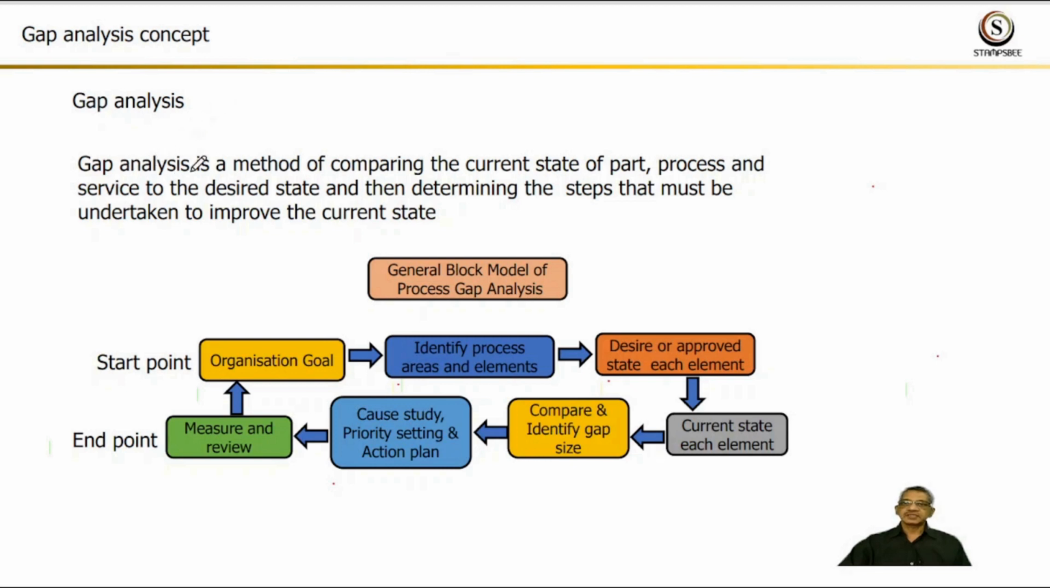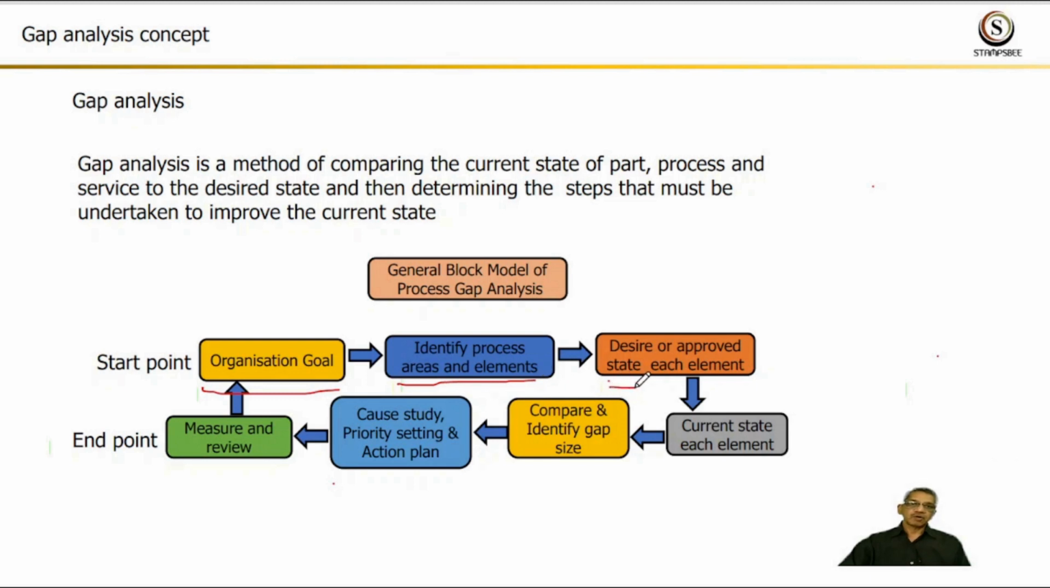Gap analysis is a method of comparing current state of part, process and services to desired state and determining the steps that must be undertaken to improve the current state. This is the general block model of the gap analysis. Here is the start point. In first block, organization goal is defined. In second block, the contributing areas and elements are recorded.